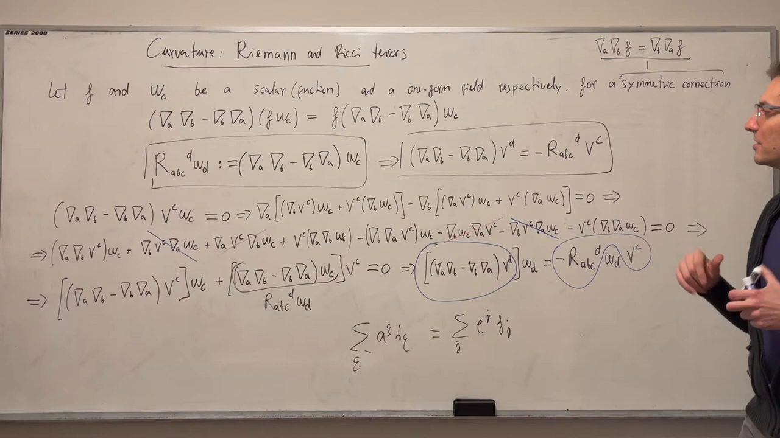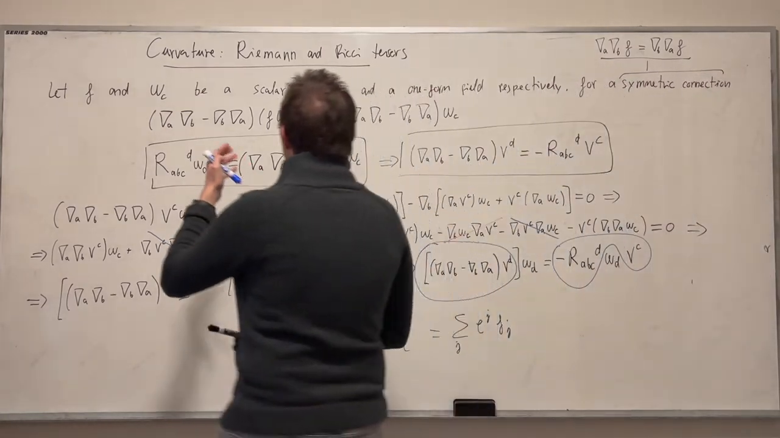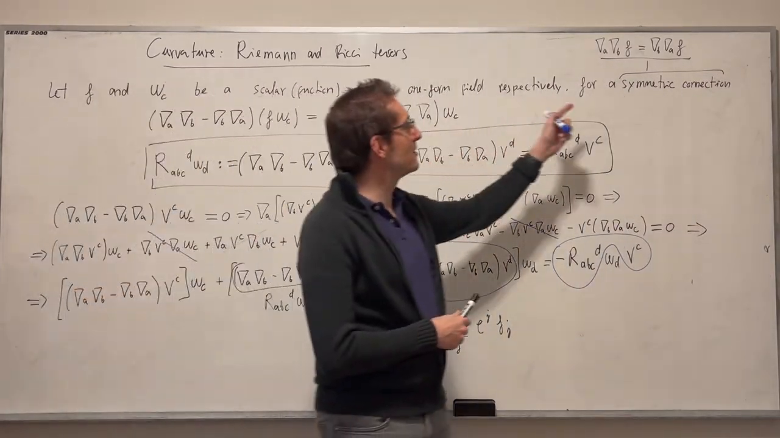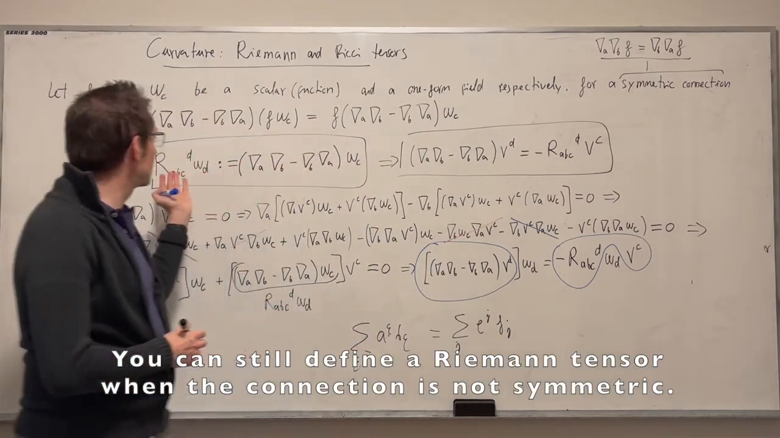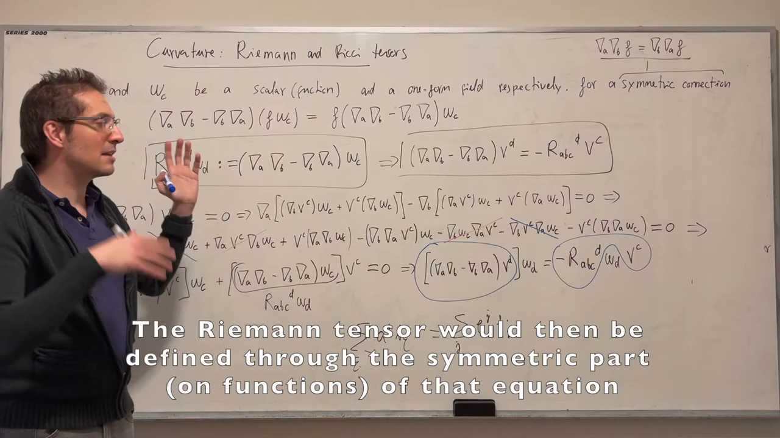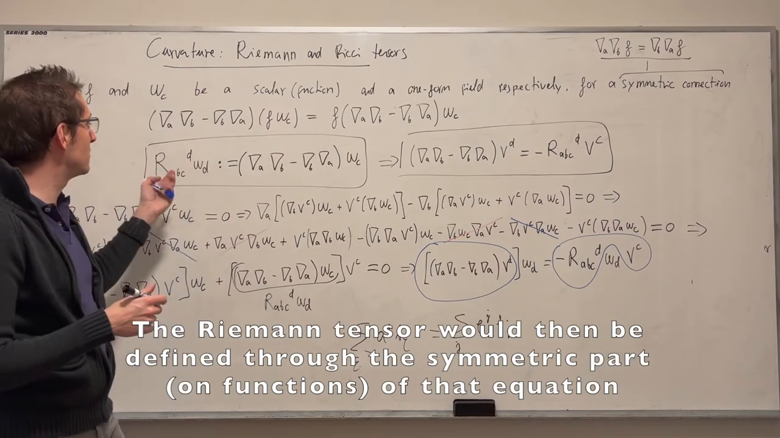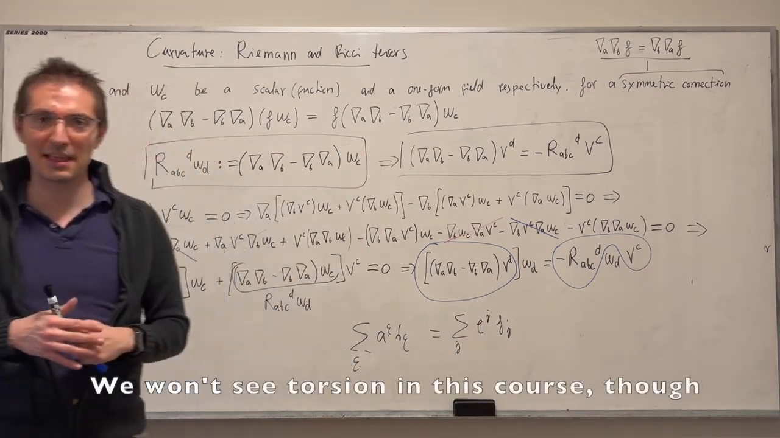Wonderful. So we proved now that, because of the fact that the connection is symmetric, we can define a tensor that I call the Riemann tensor that is defined this way. And it's a full tensor that I know how to define its action on one forms and its action on vectors like this, like it did.